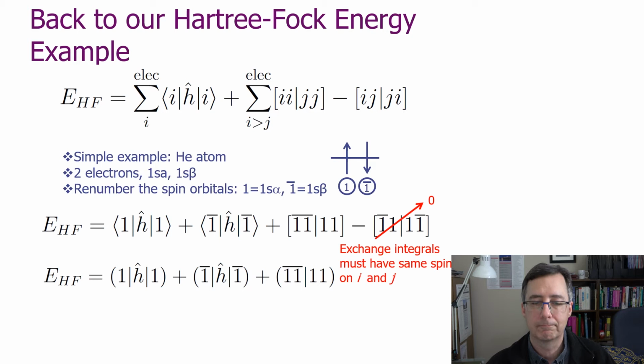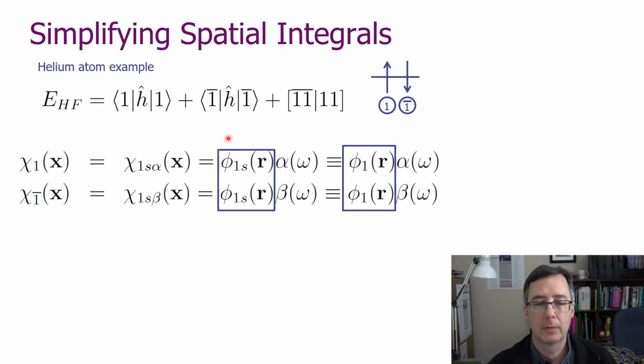Let's talk about that. Normally, I can take this one more step. How do I do that? Well, thinking about helium again, let's think about these spin orbitals. Spin orbital 1 was just 1s alpha, so I had a 1s orbital with an alpha spin. And then chi 1 bar was 1s beta, which again was in a 1s orbital with a beta spin. But notice that my spatial part is the same. That's the way an average chemist would normally think about it, and they would be right to do so.